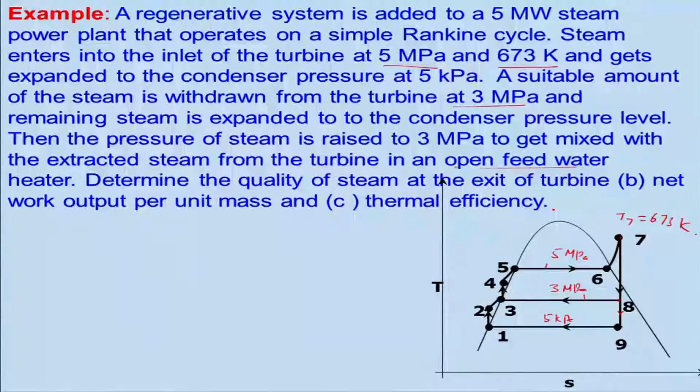Now, if you look at how to go about it. If you look at what we need to find, we will have to find basically x9, and we will have to find the net work output per unit mass and the thermal efficiency. So, how to go about this?